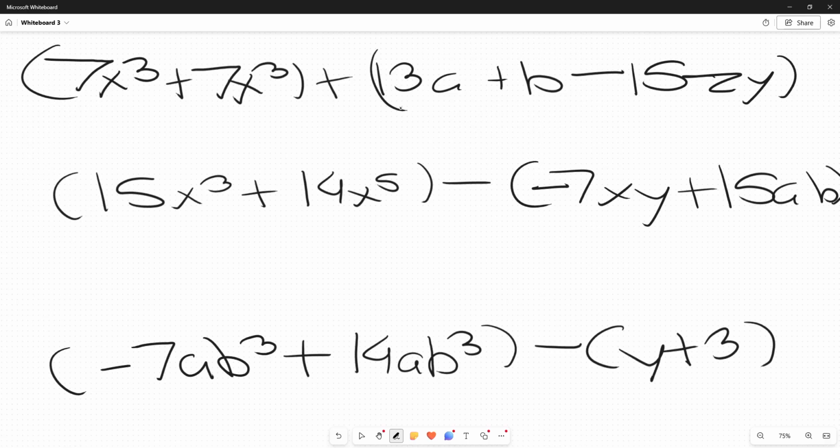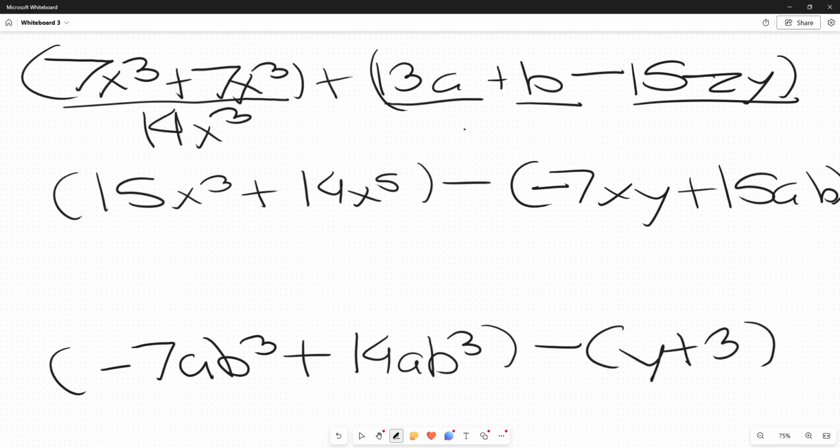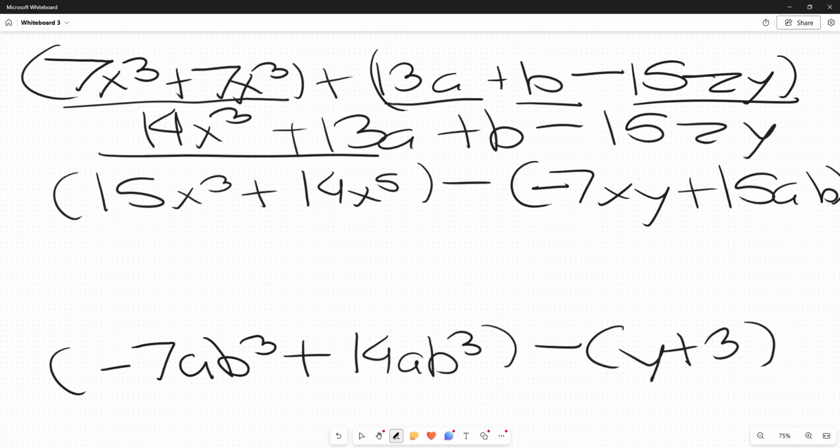So these are the next examples. You can pause the video and solve it on your own. So let's answer it. So 7x cubed plus 7x cubed, that's the same term basically. They have the same exponent and they have the same variable. So let's just add it. So 14x cubed, and furthermore there are more terms in the problem. So let's just add it. So 13a plus b negative 15zy. So that's your final answer.